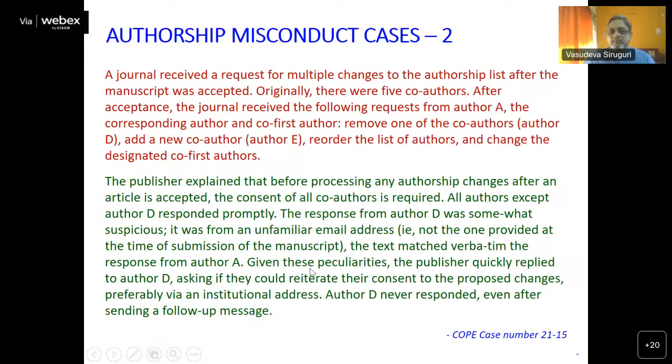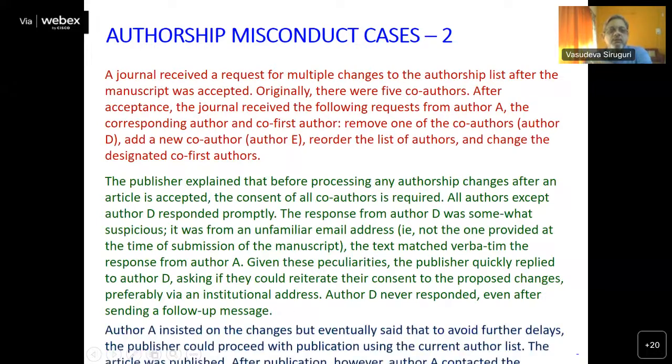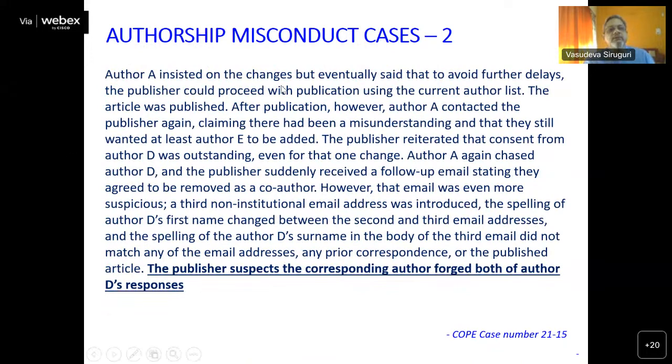So then the publisher or the editor immediately realized there's some golmaal here. And they quickly replied to author D, asking if they would reiterate their consent to the proposed changes, preferably via an institutional address. And this person D never responded, even after a follow-up message. So now let's see what happened. Author A went on insisting on changes, but then finally realized that nothing was going to happen and said that to avoid further delays, the publisher could proceed with the publication using the current author list. And the article was published.